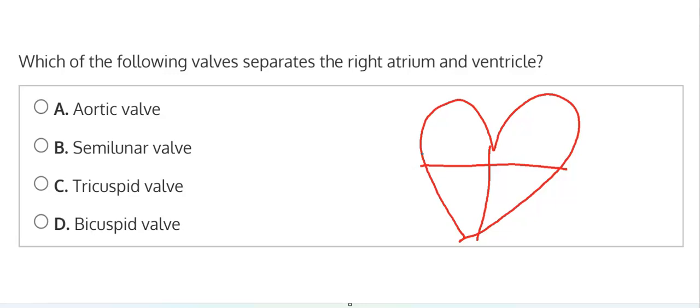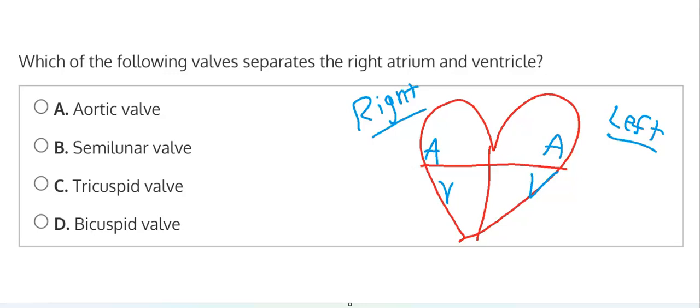left and right side. So you have your atrium and your ventricle, your atrium and your ventricle. And remember that this is the right side because we're looking at it according to the patient, and that this would be your left side because it's like the mirror image looking at the patient.